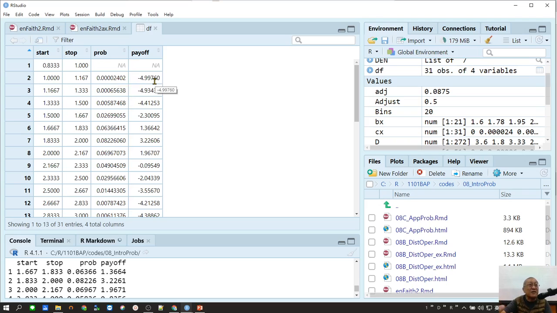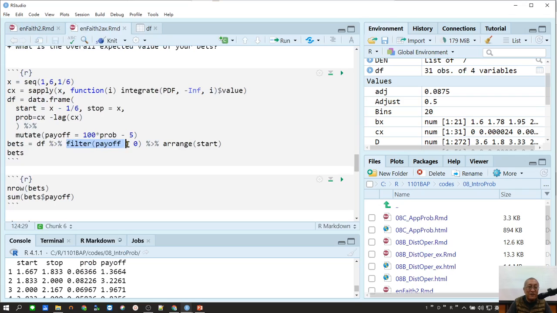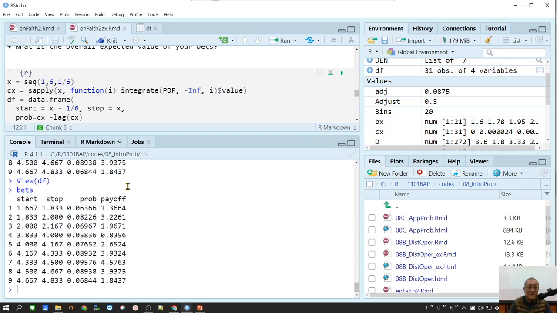So you don't want to bet on the net expected payoff that is negative, right? You want to bet on the positive expected payoff, right? That's why we do this filter. You only want to bet on the periods that give you positive expected payoff, isn't it? Then after the filter, I just print out the bet, okay? So this is the strategy. If your business objective is to acquire the largest expected payoff, which is usually the case, then this is the thing that you should do, okay?